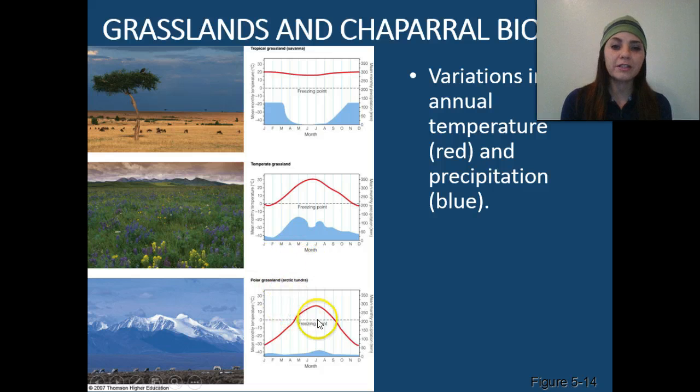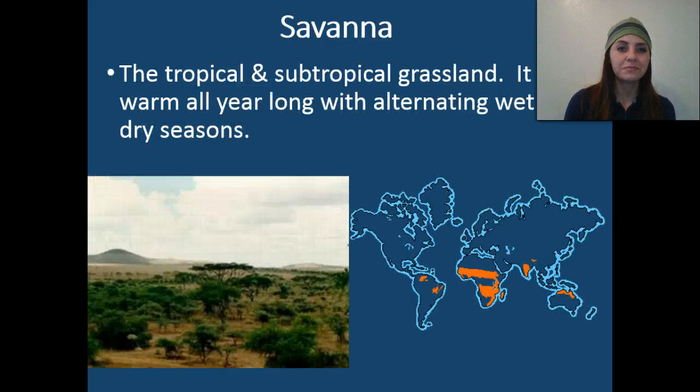The polar grasslands are going to receive lower precipitation overall, and then they're going to have a very, very low temperature, getting into the negative degrees and only getting up to about 18-20 degrees Celsius. So it's never going to get quite as hot as the tropical or the temperate grasslands.